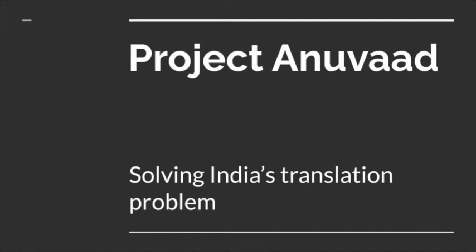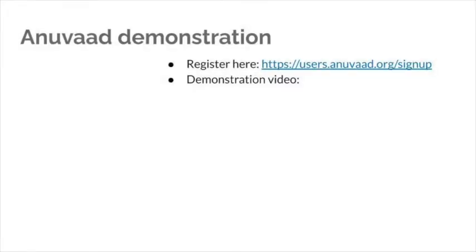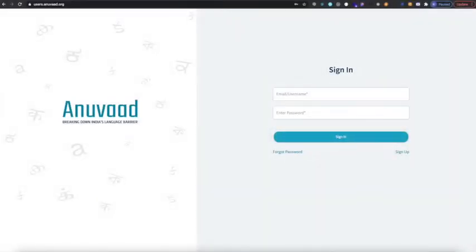Project ANUVAAD is an open source project funded by Ekstep Foundation. ANUVAAD is a productivity tool that leverages AI and machine learning technologies to accomplish end-to-end document translation. ANUVAAD is deployed and currently present at users.anuvaad.org. Users can sign up for free and can get started with document translation.